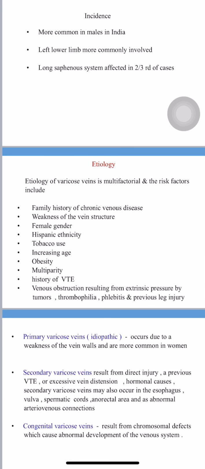Next is the etiology of varicose vein. The etiology is multifactorial, and the risk factors include family history of chronic venous disease, weakness of the vein structure, female gender, Hispanic ethnicity, tobacco use, increasing age, obesity, multiparity, and history of venous thromboembolism and venous obstruction resulting from extrinsic pressure by tumor, thrombophilia, phlebitis, and previous leg injury. So these are the etiology and the risk factors of varicose vein.